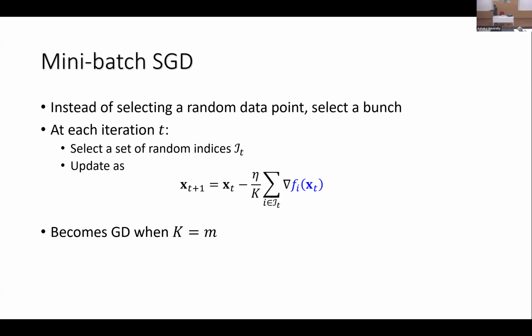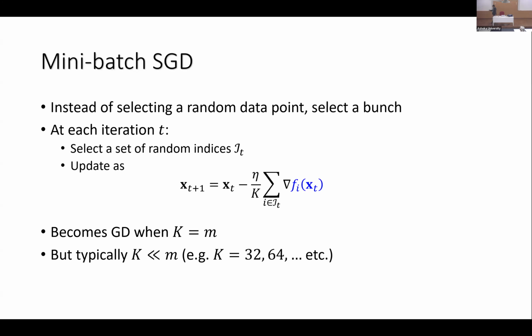The one extreme of this is gradient descent, which selects k equal to m, right? Select all 10,000 or 1 million, then it becomes gradient descent. The other extreme is the standard SGD, the earlier version where k equal to 1. And the idea here is that we actually select something like 32, 64, something around that. The reason why we do it is for parallelization, right?